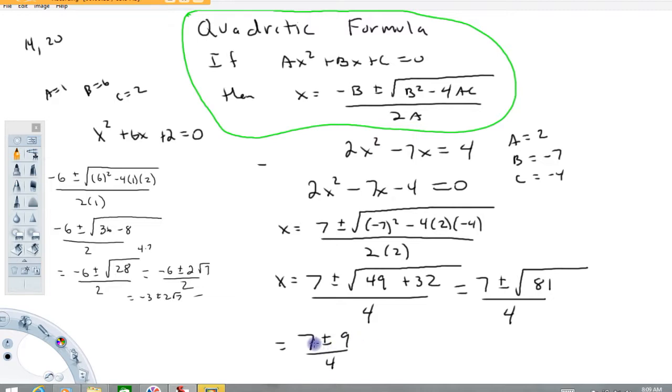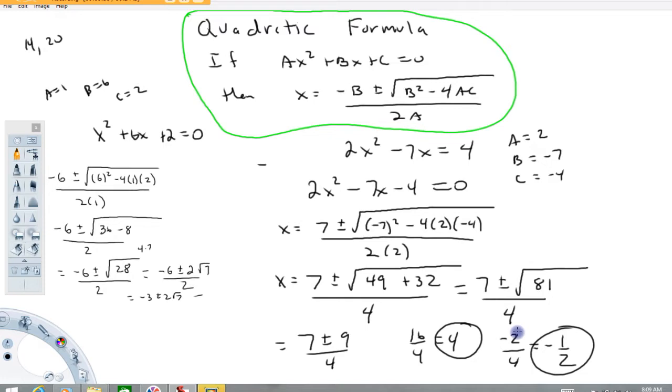So our two solutions, one of them is 7 plus 9 over 4. That's 16 over 4, which is 4. The other solution is 7 minus 9, which is negative 2 over 4, which is minus 1/2. So there's our two solutions to this equation, 4 and minus 1/2.